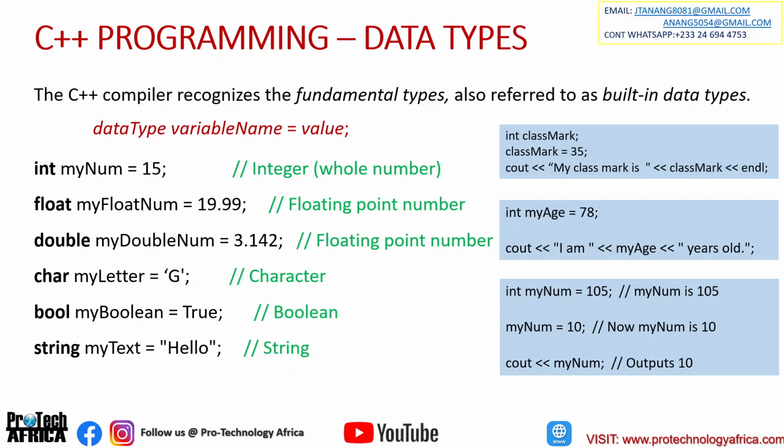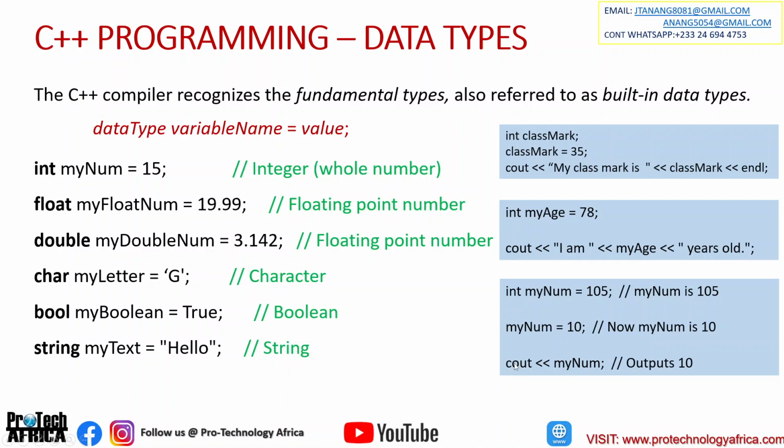Now let's look at the third aspect. It says int myNum is equal to 105. So meaning we have declared a variable called myNum, which is equal to 105. And then we also have myNum is equal to 10. Let me explain this: in the process of declaring your variable and assigning a value to it, you can also change the value of the variable that you have declared. Over here, we first declared int myNum equals 105, and then in the second statement, myNum is equal to 10.